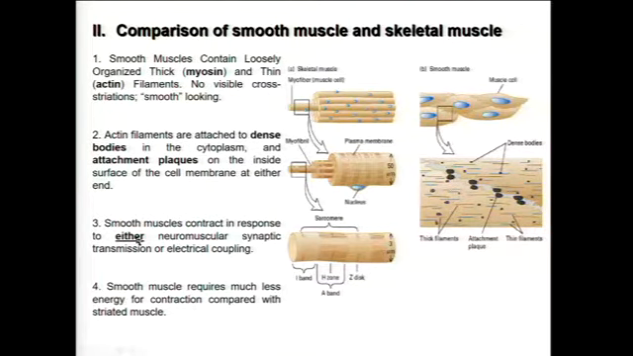Smooth muscles can contract in response to either neuromuscular synaptic transmission or else electrical coupling that's local. And we'll talk about that in a minute. The real important thing to think about is that smooth muscle requires much, much less energy to contract and maintain that contraction compared with striated muscle.